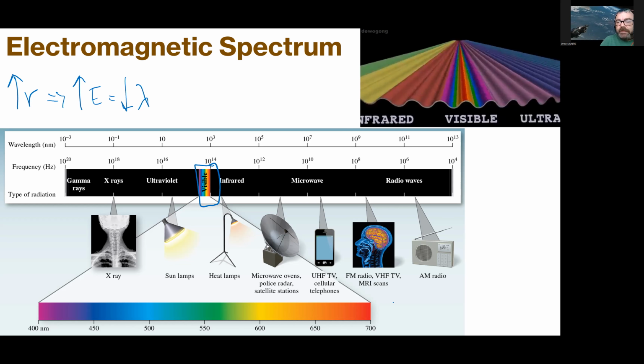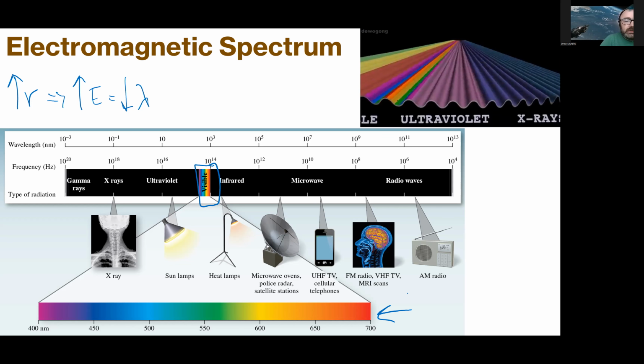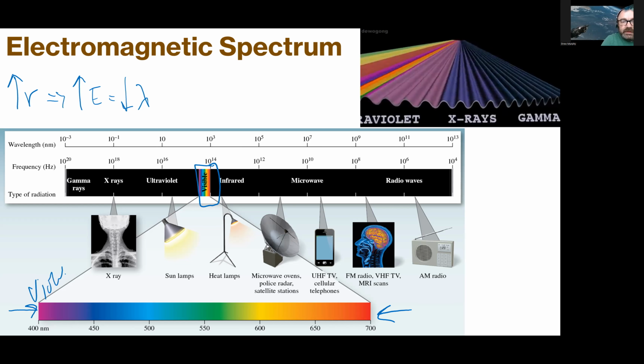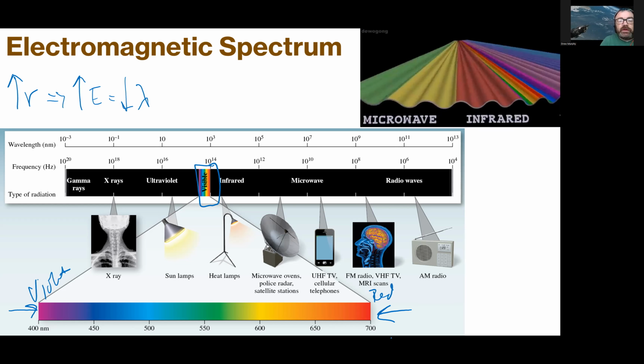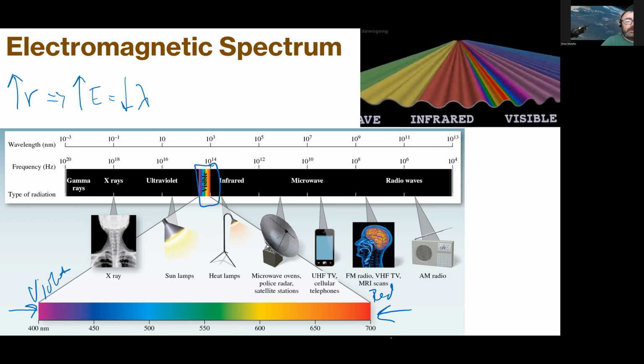So we also want to think about knowing the order of the spectrum, which we've probably known since we were kids, right? This is violet to red. All right, red is long wavelength, violet is short wavelength. So violet has a high frequency and red has a low frequency.